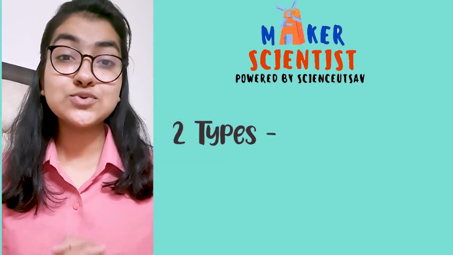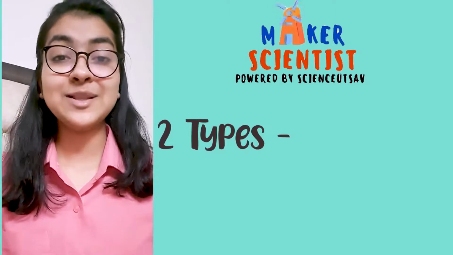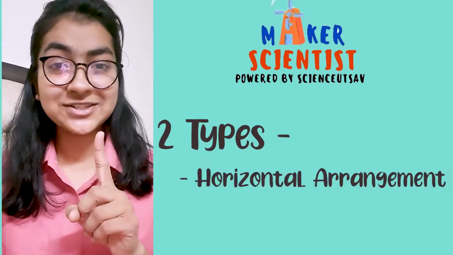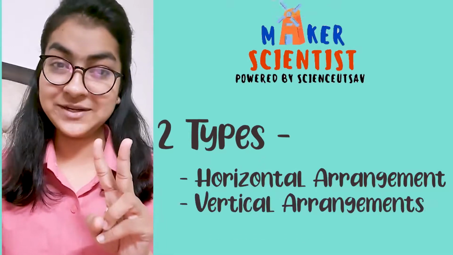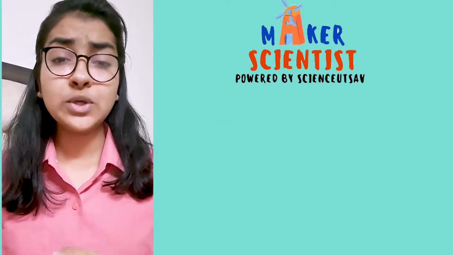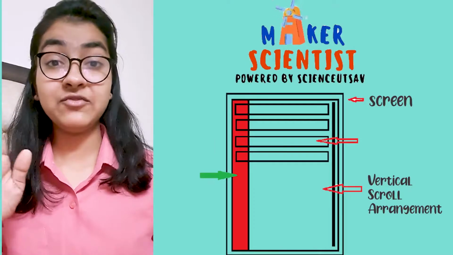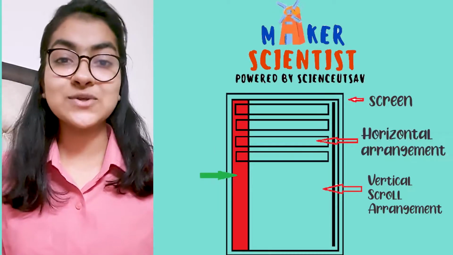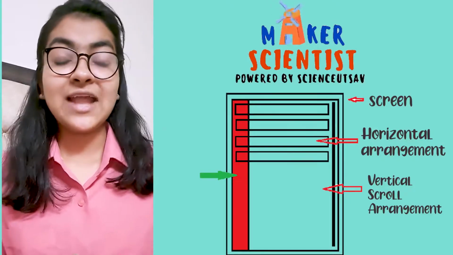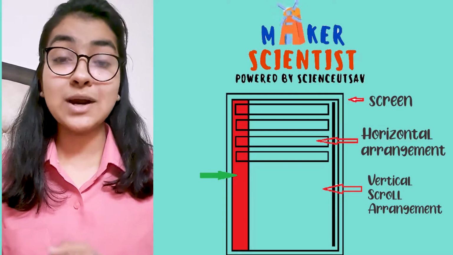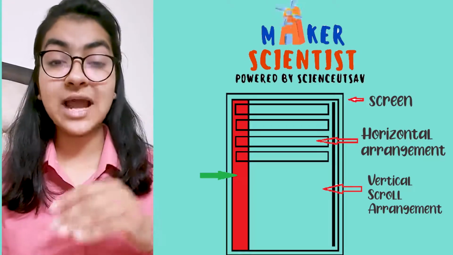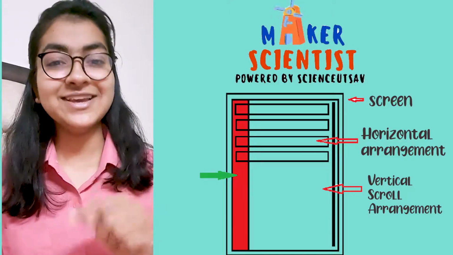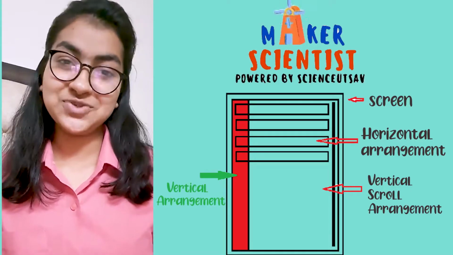There are two types of arrangements available in MIT App Inventor, that is horizontal arrangement and vertical arrangement. Whenever you want to arrange something from left to right, that is horizontally, we use horizontal arrangement. And whenever we want something to be arranged from up to down, that they should be visible from up to down, 1 2 3, we use vertical arrangement.